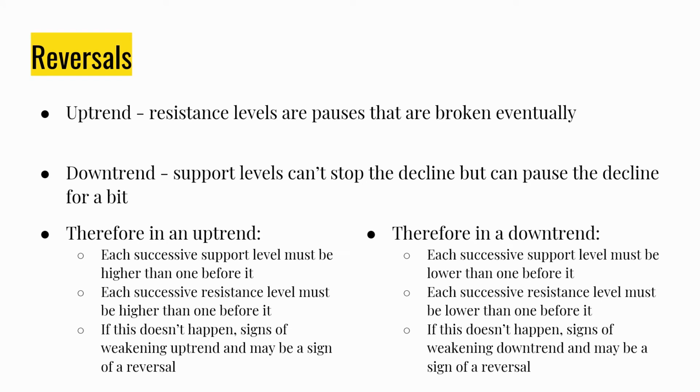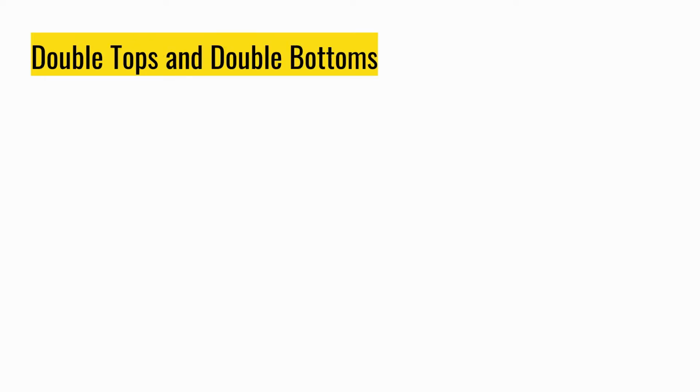Likewise can be said about the downtrend. If each successive support and resistance level is not lower than the one before it, which means that the stock is not forming a lower high or a lower low, this may signal that the downtrend is weakening, which may signal the reversal coming soon. Let's look at an example of what I just said.